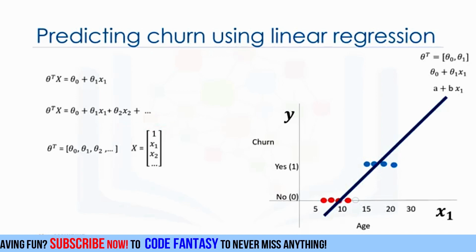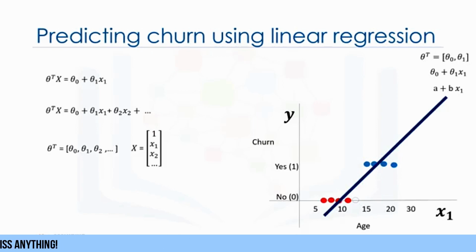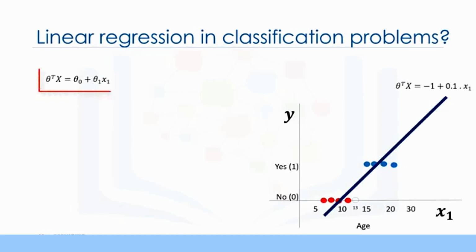Anyway, given a data set, all the feature set's x theta parameters can be calculated through an optimization algorithm or mathematically, which results in the equation of the fitting line. For example, the parameters of this line are -1 and 0.1. And the equation for the line is -1 plus 0.1 x1. Now, we can use this regression line to predict the churn of a new customer.